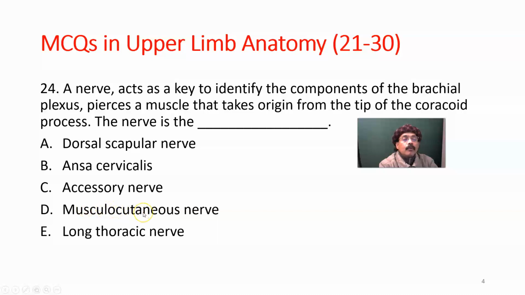It pierces the coracobrachialis muscle. Coracobrachialis is one of the muscles which takes origin from the tip of the coracoid process. Another muscle also takes origin from the tip of the coracoid process, the short head of the biceps brachii. But coracobrachialis is the muscle which is pierced by the musculocutaneous nerve. So this is the key to identify the brachial plexus, and this is the answer to question number 24.